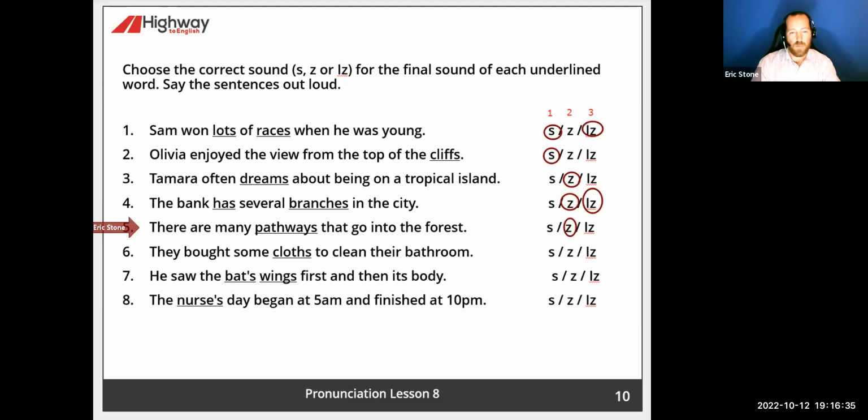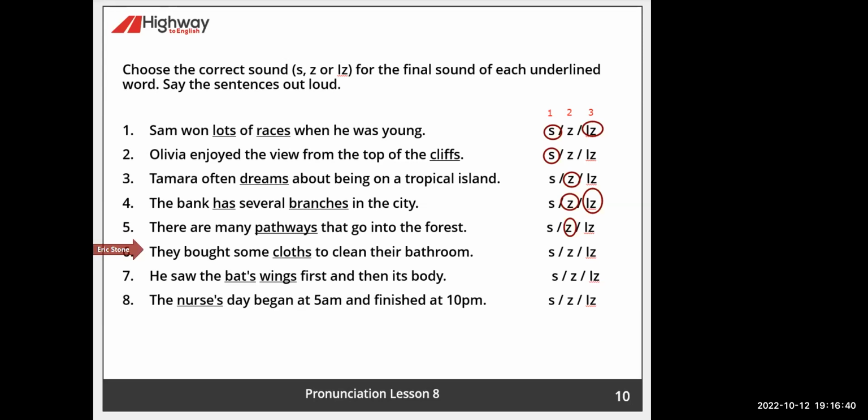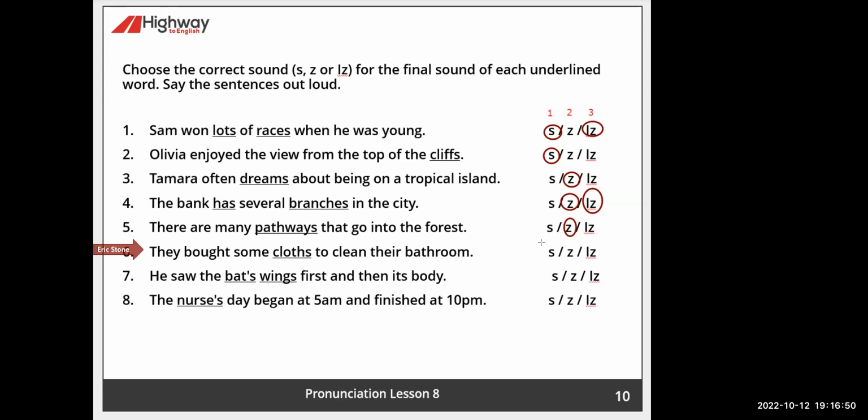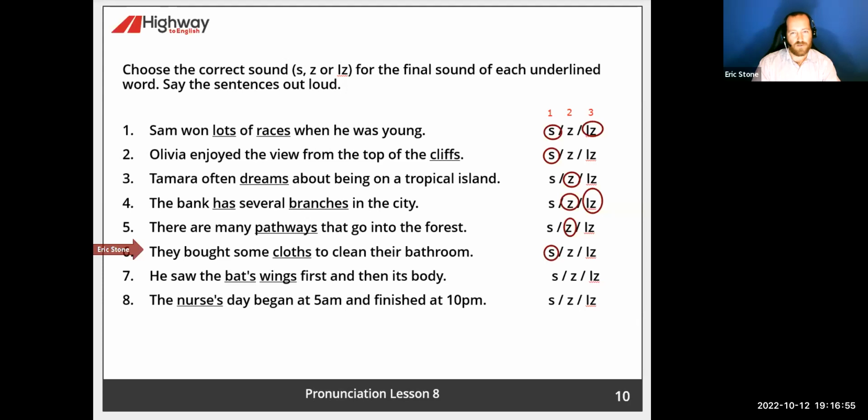Number 6. They bought some cloth to clean their bathroom. They bought some clothes to clear their bathroom. It's the first one. Good. Not clear, but clean. Okay, to clean their bathrooms. There you go. Right. Their bathroom. There you go. Good job.